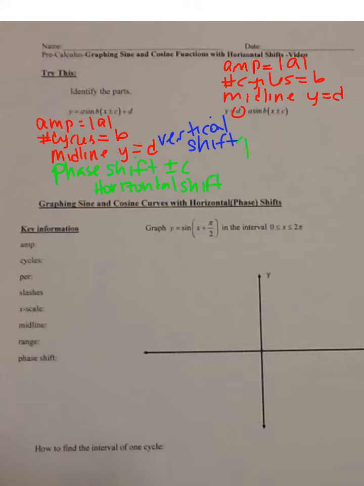And then we have the phase shift. That's your plus or minus c. So remember, if it's plus c, it goes to the left. If it's minus c, it goes to the right. That's called your phase shift, horizontal shift. All right, so let's take a look at the first problem.